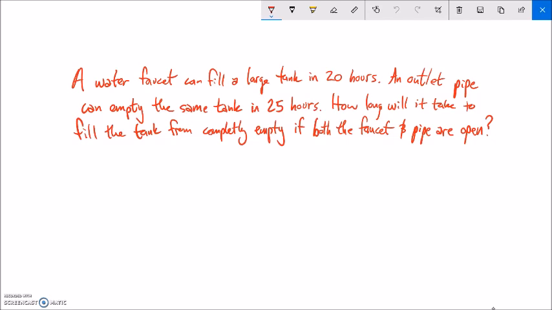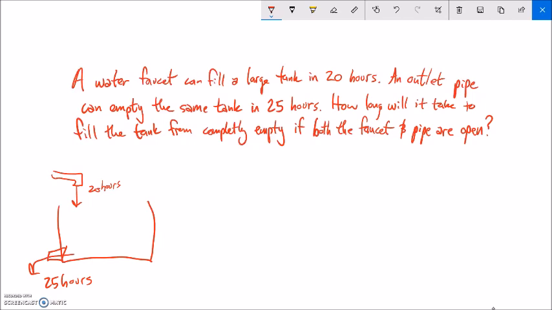So this is the last problem that we'll do for this section. And it says a water faucet can fill a large tank in 20 hours. So we have some faucet that's dumping in water. I'm going to assume it's water. Yeah, it's water. Dumping in 20 hours. So 20 hours to fill it. And then there's some pipe that empties it, and it would drain it in 25 hours. So how long will it take to fill the tank from completely empty if both the faucet and the pipe are open? And you can see that since it only takes 20 hours to fill it, but it takes 25 hours to empty it, it's filling faster than it's emptying.